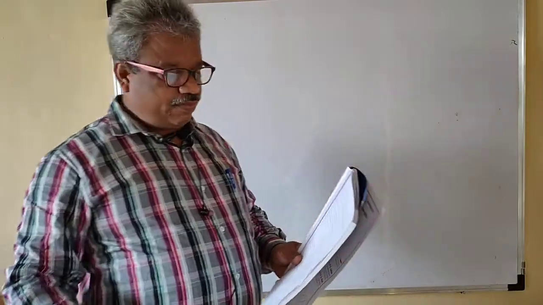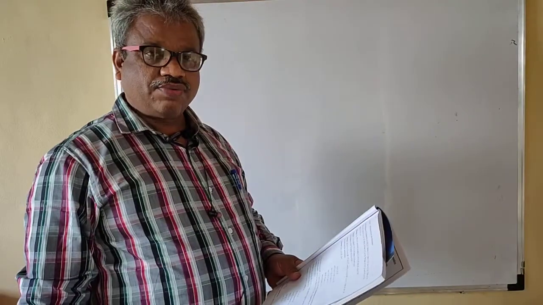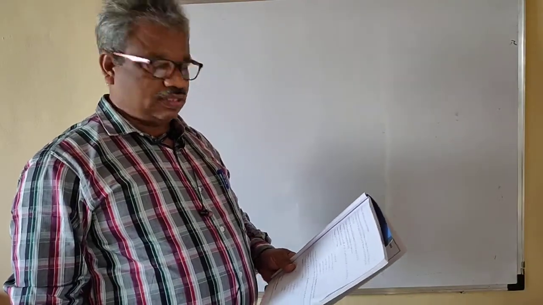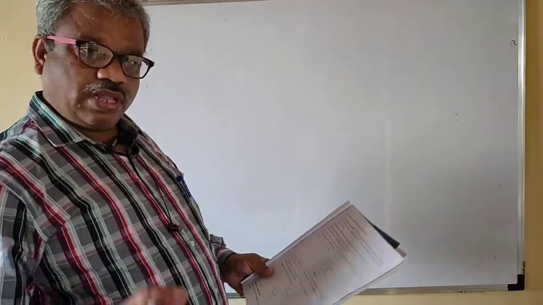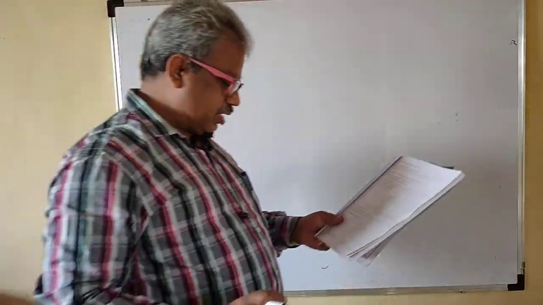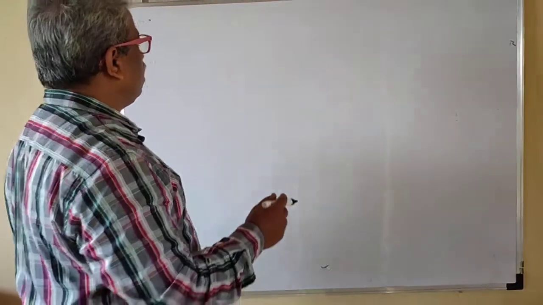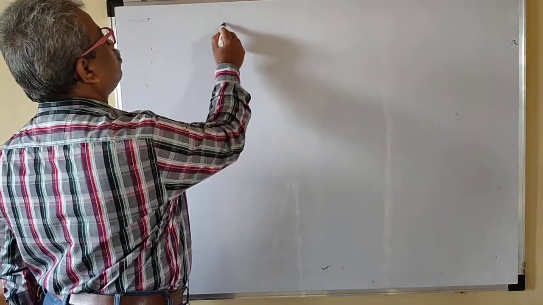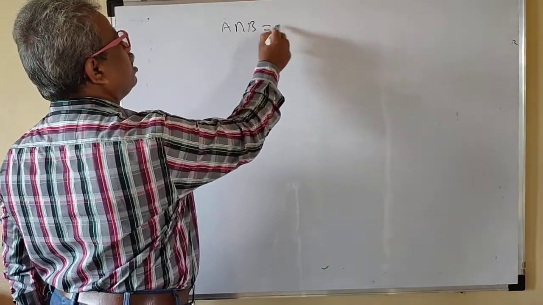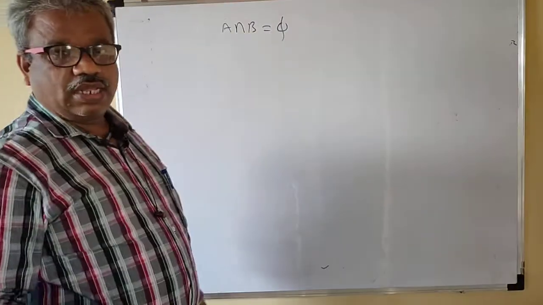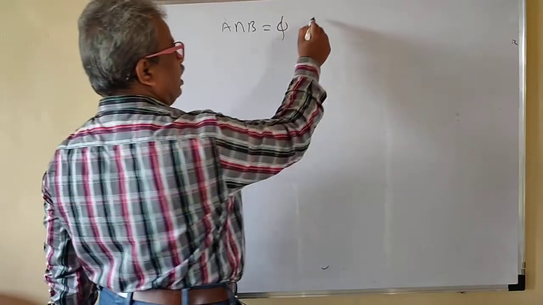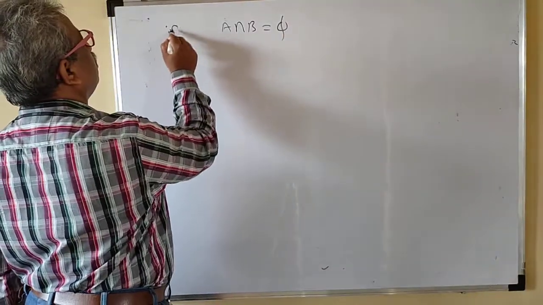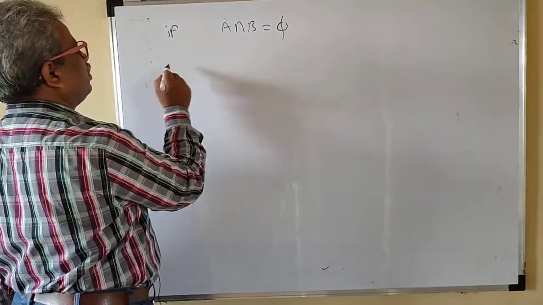In the last video lecture, we have seen some examples on sets. We'll continue the same thing now, and also see some more examples on sets. You know what disjoint sets mean: A intersection B is empty, that means there is no common element. So we will write the definition of disjoint sets.